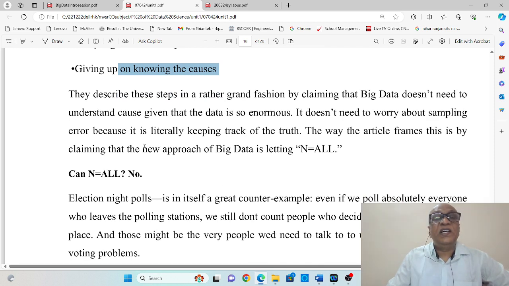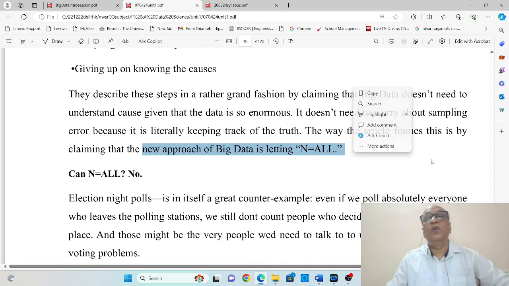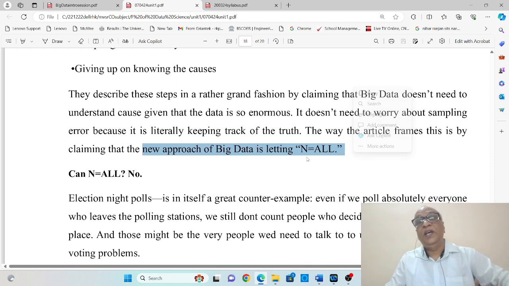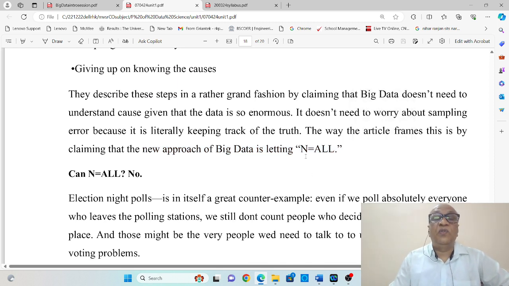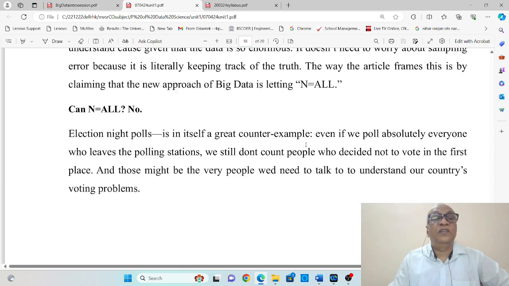So what it ultimately indicates is that the new approach of big data is n equal to all. What is n here? N is the population. So I am not taking any sample here, but the entire thing. But can n equal to all?